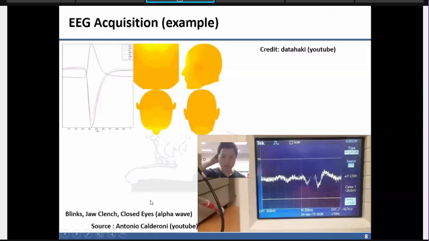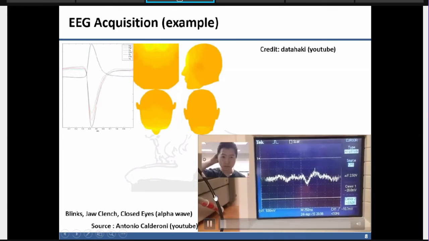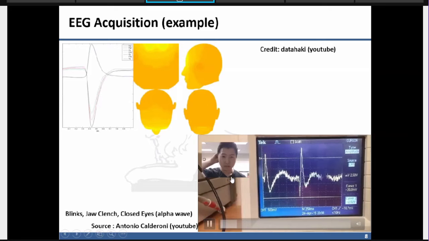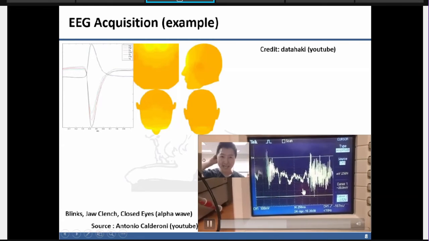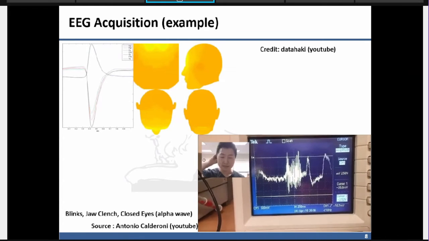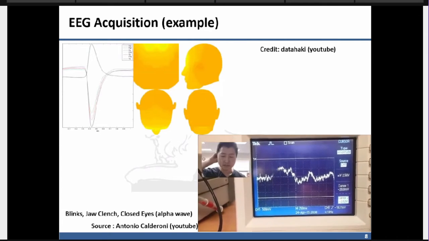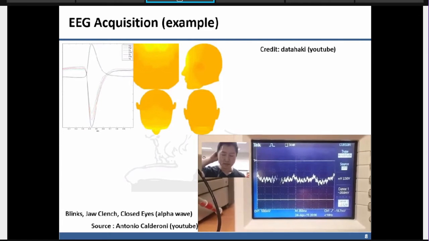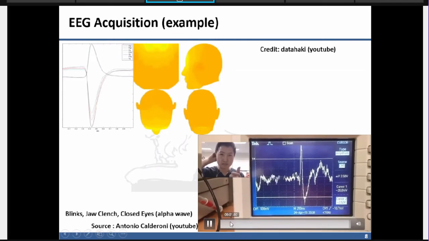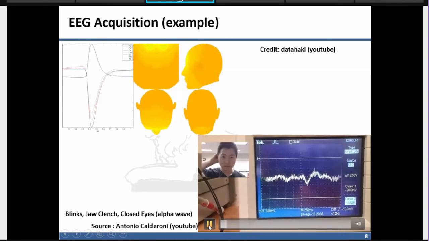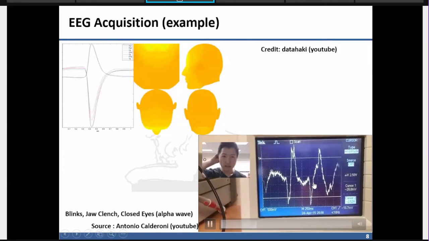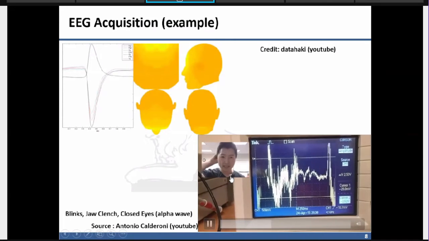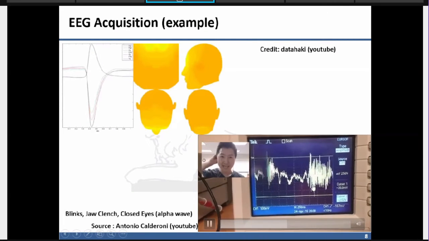So now I show you this another video. This guy is making some blinking, jaw clenching, and eyes closing. And then you see that the signals are different for each activity. Right? You see that when he's blinking, not blinking, his signal is different. And when he's clenching his jaws, you see that the signal will be different.